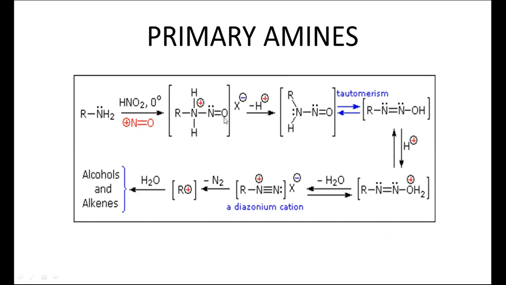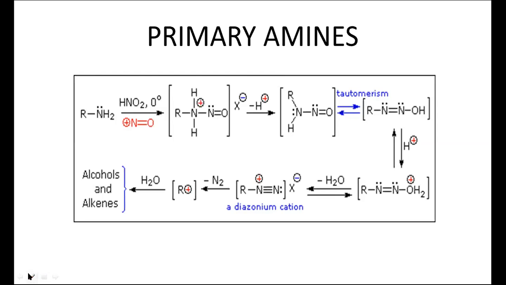Earlier we took HX, here instead of HX we have NO plus H plus. And a proton will be lost from here, and one proton is lost because it is a primary amine, and you will get this nitrosonium compound, and it undergoes tautomerization.